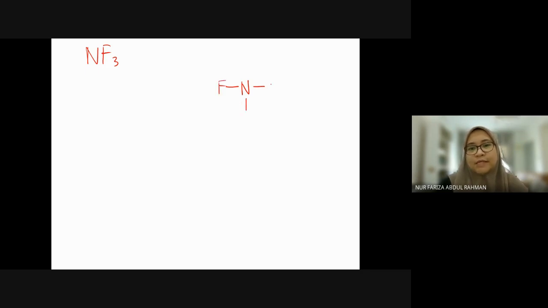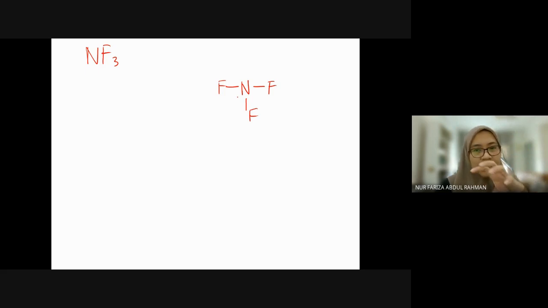So kita pun place siap-siap lah. Begini. Ini dia punya rangka. This is the skeleton lah. So this is how the placement of the atom. Nitrogen should be at the central, as the central atom. The rest should become terminal. All the fluorine should become terminal. Fluorine tak sesuai jadi central, sebab fluorine requires only one more electron.